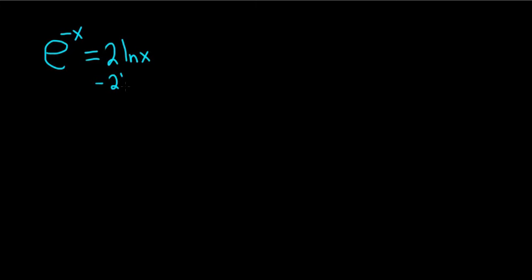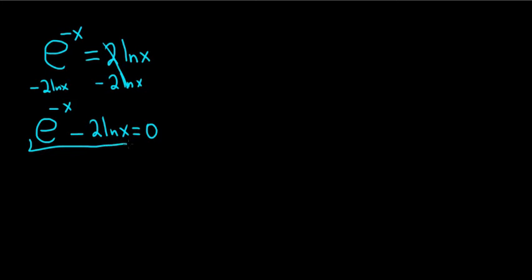So we'll subtract 2 times the natural log of x from both sides. So minus 2 ln x. So these cancel, so you get e to the negative x minus 2 ln x equals 0. So now the problem of solving this algebraic equation can be turned into a different problem. So what we do is we call this y. So y is equal to e to the negative x minus 2 ln x. And then the question becomes, when is y equal to 0?